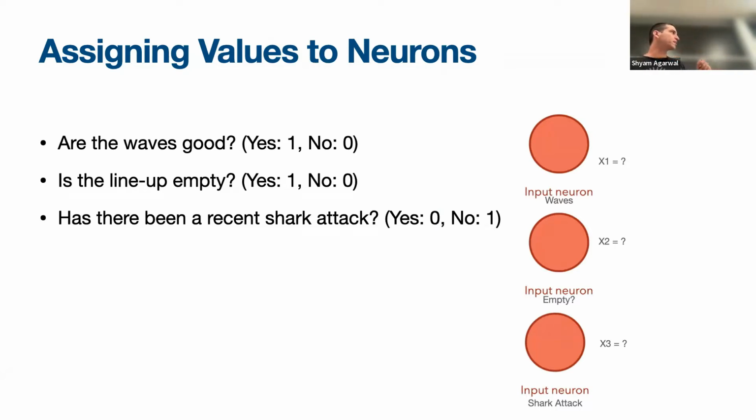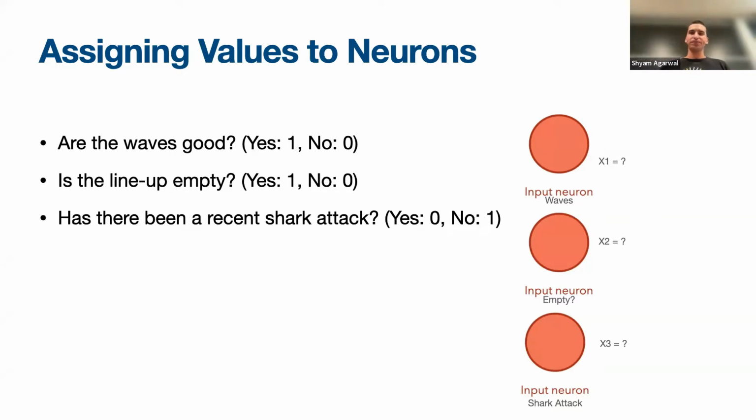If the waves are good, we're going to assign 1 to the value of the neuron. If they're not good, we're going to assign 0. Is the lineup empty? Likewise, we're going to assign 1 if it is empty, and 0 if it's not. And has there been a recent shark attack? We're going to assign 0 to that if there has been, or a 1 if there has not been a shark attack.